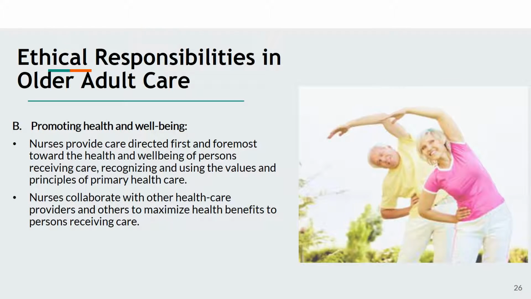the harm. By promoting health and well-being in older adult care, nurses provide care directed first and foremost toward the health and well-being of persons receiving care, recognizing and using the values and principles of primary health care. Nurses collaborate with other healthcare providers and others to maximize their benefits to the persons receiving care. And we know that collaboration is very important in all older adult care because it always requires a health team participation.